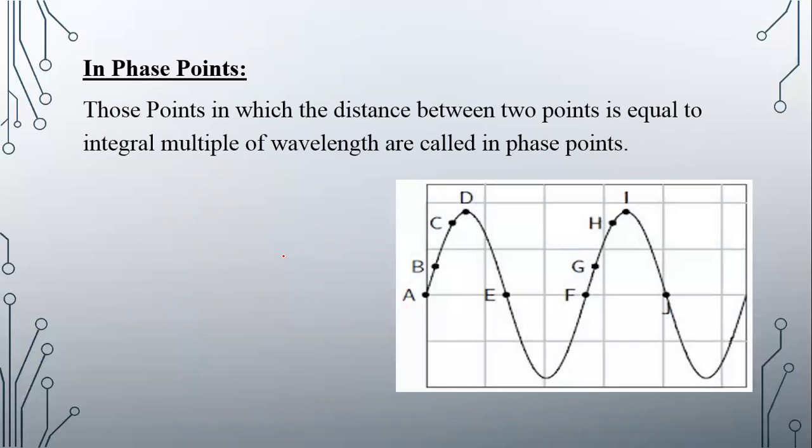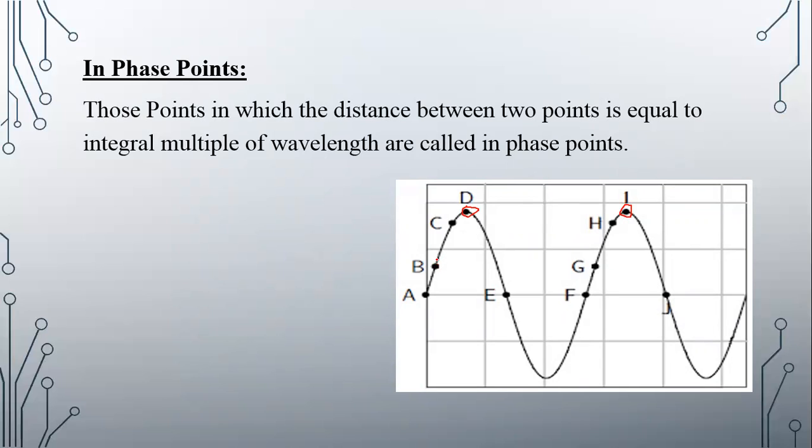फॉर एग्जांपल, इन दिस वेव देयर आर नंबर ऑफ पॉइंट्स but some of them have a difference or distance between them equal to integral multiple of the wavelength. For example, if we compare this point D and the other point I, so distance between D and I is equal to one wavelength. So we can say that these points are in phase points.